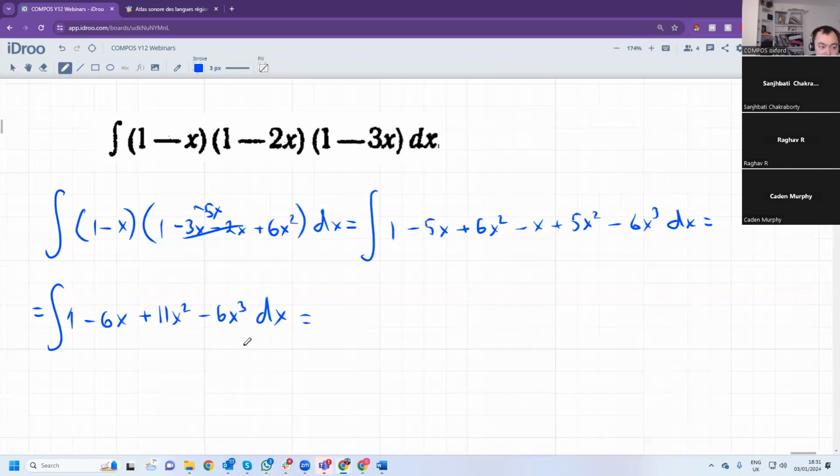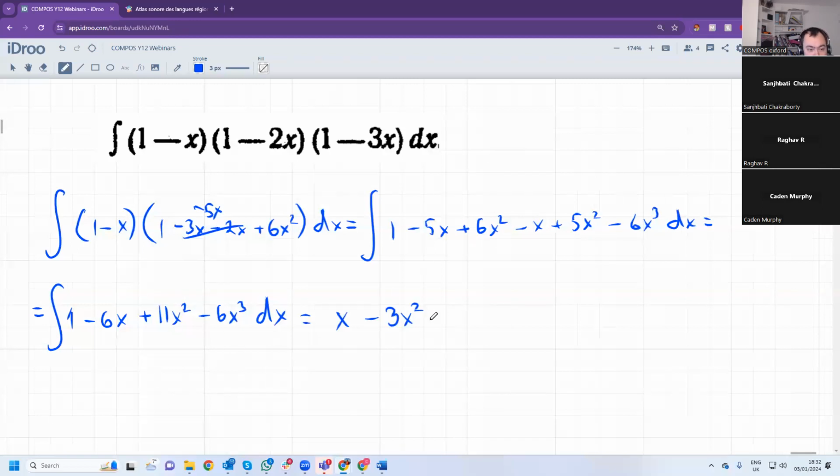Then I can integrate. The integral of 1 is which function, when you differentiate it, gives you 1. It's x. Which function, when you differentiate it, gives you 6x? That's going to be 3x squared. I'm using this formula, x to the power n. Hope you understand that.